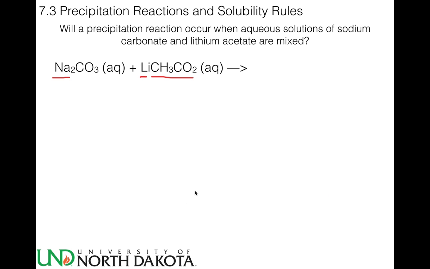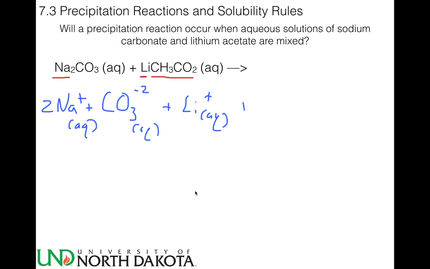So let's write our ionic compounds as their ions, so as they would be written when they dissociate in water. We will have 2 Na plus ions, and we'll have carbonate. These are both aqueous. We will also have the lithium ion, and we'll have acetate, which is CH3CO2 minus.